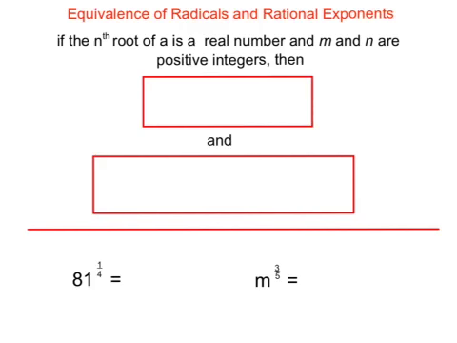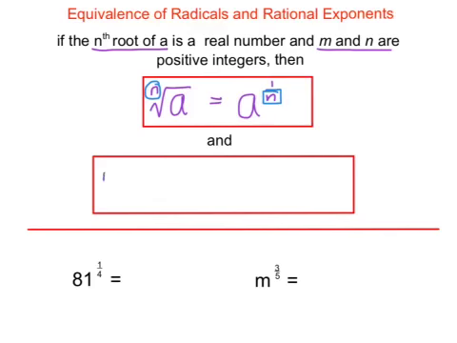So to get started, we have a definition: the equivalence of radicals and rational exponents. What it says is, if the nth root of a is a real number and m and n are positive integers, then here's what happens. If we have the nth root of a, this is the same as a to the 1 over n. Notice your index is the denominator in your exponent.